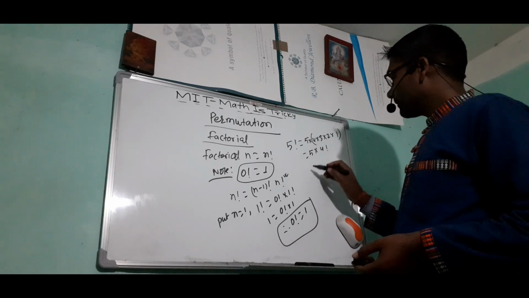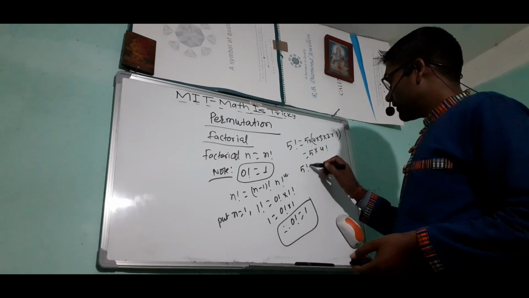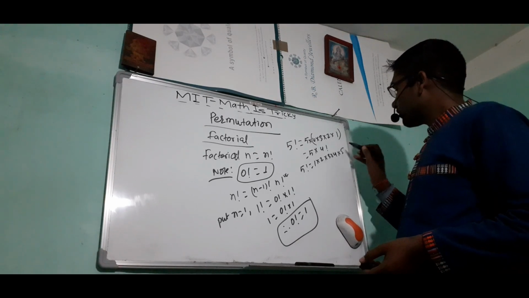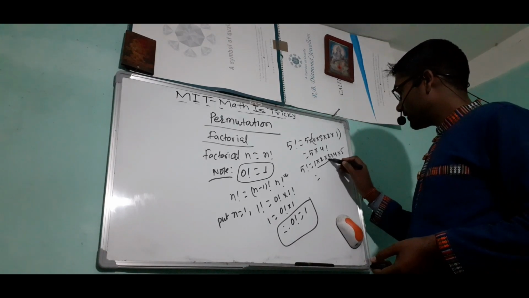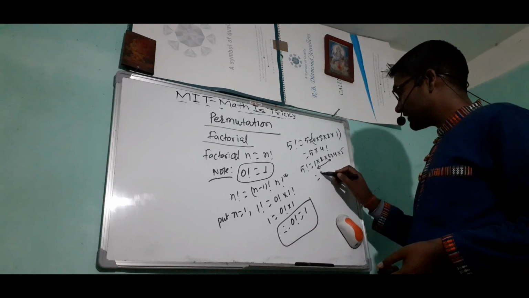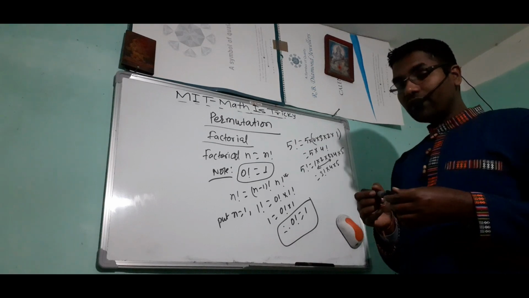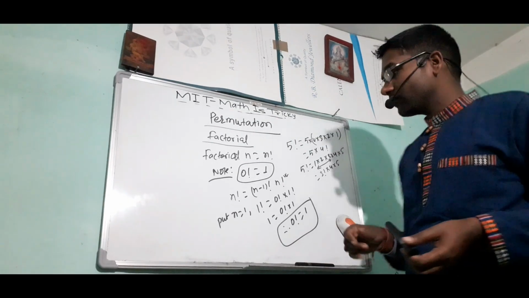Also, we can write 5 factorial as 1 into 2 into 3 into 4 into 5. If I take up to the first three numbers, it is 3 factorial times 4 into 5. This is how we can solve the problems regarding factorial.